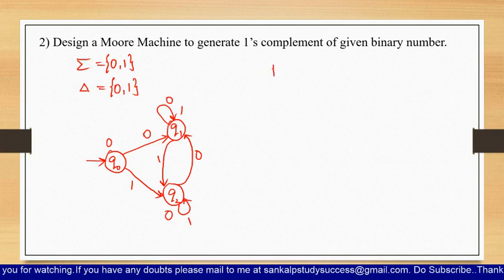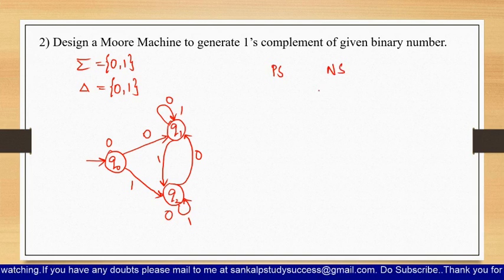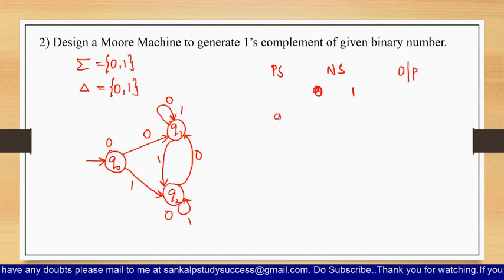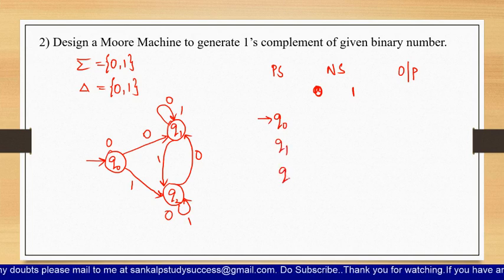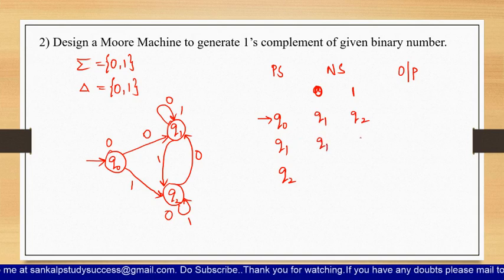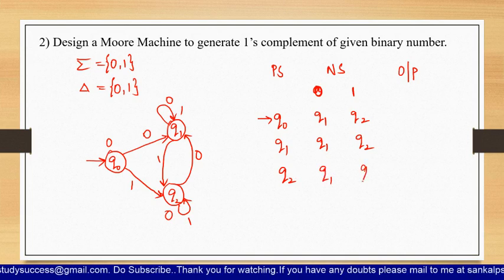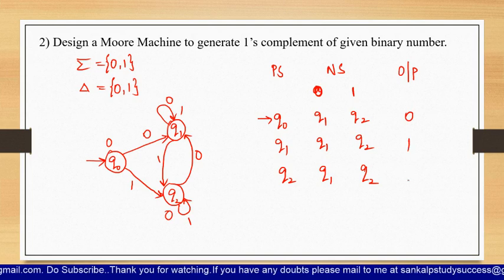For this Moore machine, let us draw the transition table, with present state, next state which is 0 and 1, and the output. Present state is nothing but Q0, Q1 and Q2. For the next state, that means Q0, if you apply 0, we are going to Q1. If we apply 1, we are going to Q2. Q1, if you apply 0, it goes to Q1, and for 1, it goes to Q2. For Q2, if you apply 0, it goes to Q1, and if you apply 1, it goes to Q2. So the outputs of each and every state are 0, 1 and 0. So this is the transition table for the Moore machine. Now, in this way, we are going to draw the Moore machine to generate 1's complement of the given binary number.